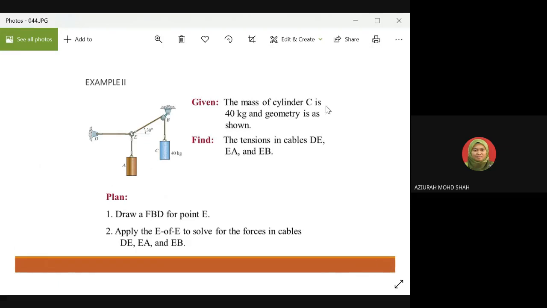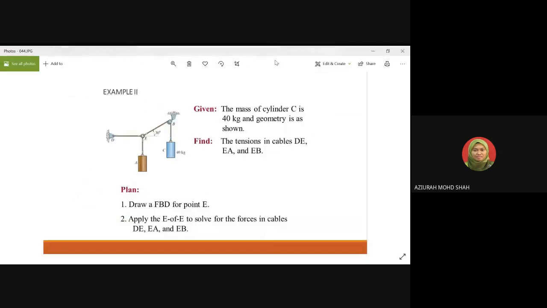Now, cuba cari dia punya ni. Cuba buat sekejap. I give you 5 minutes to solve this problem. Ini di answer. So dia nak cari apa ni? They give you the cylinder. Mass of the cylinder for C is 40 kg and you need to find the tension in cable. Okay, soalan ini sangat-sangat membantu kamu sebab dia dah bagi tahu tension in cable. DE, EA and EB.